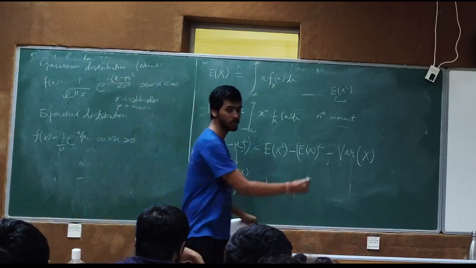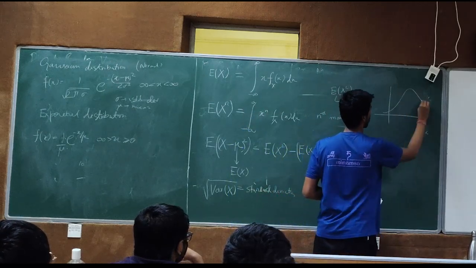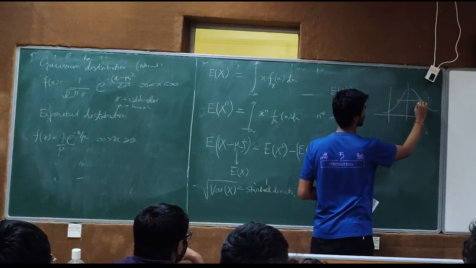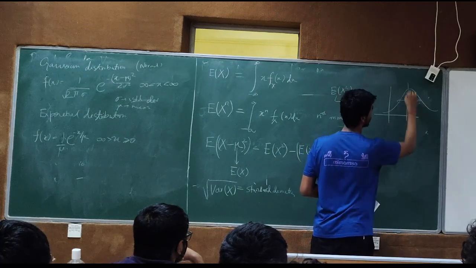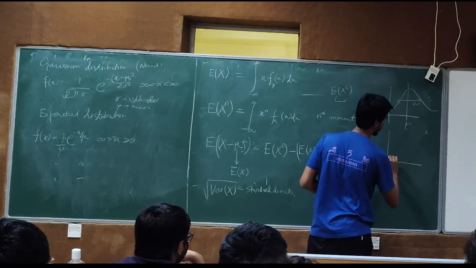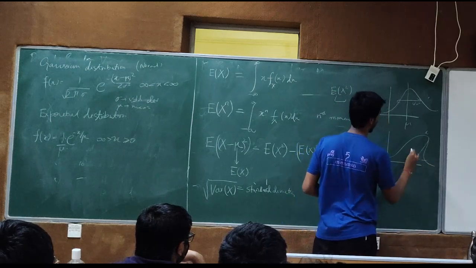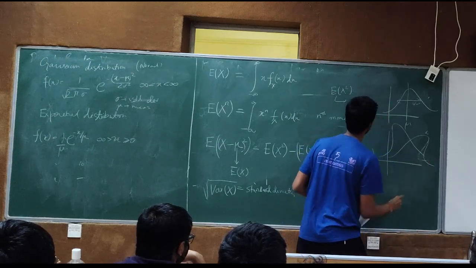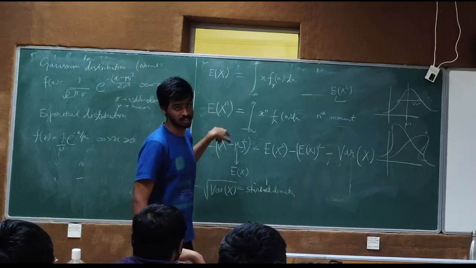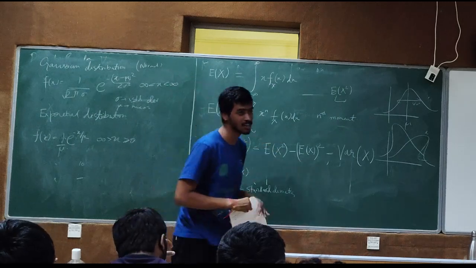Higher moments give you more. If you have a probability distribution like this, this is the variance and the middle part is the mean. If your distribution is skewed towards one side, something like this, or skewed towards the left, that skewness would be given by the higher moments. So the x cube moment gives the skewness.